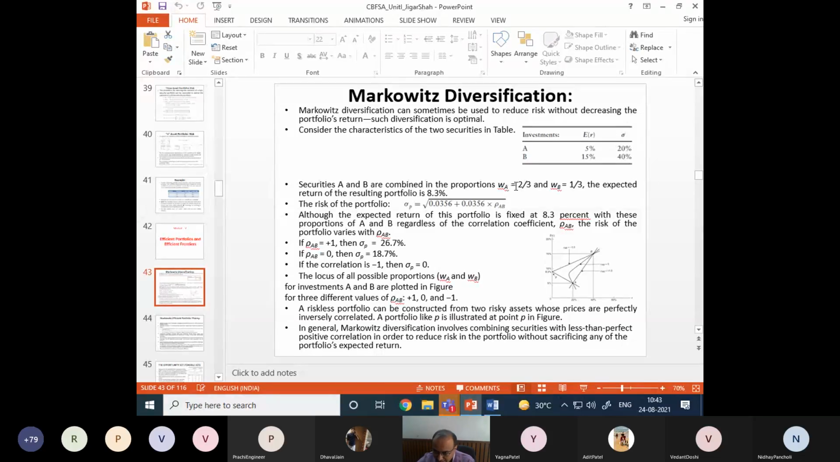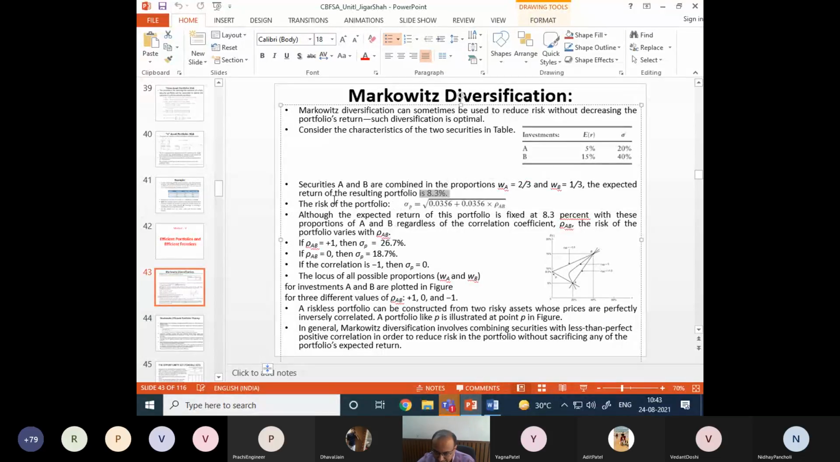So let us say these securities are in the portfolio with this return and this risk individually, and I combine them in such a way that the portfolio weights are 2/3 and 1/3. For security A the weight is 2/3 and for security B the weight is 1/3. With this data, I can calculate the expected return of the portfolio, E of RP. How? WA into E of RA, which is 2/3 into 5, plus 1/3 into 15. So that will be 8.3%. That I can easily find. Now I have these weights and this expected return, 8.3%, with these individual security returns.